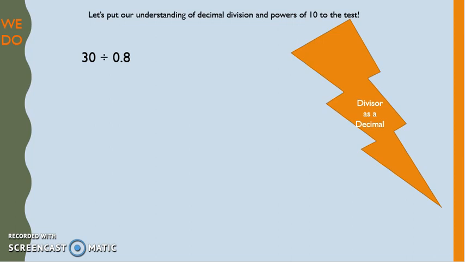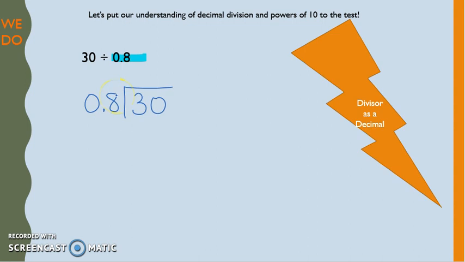Okay, now let's do one together, because we're going to put our understanding of decimal division that we've just been doing and our understanding of powers of 10 from the previous lessons to the test. This time you will notice that our divisor is a decimal. Okay, we cannot start our division when our divisor is a decimal number. So what we need to do is use our knowledge of powers of 10, and we need to make this decimal divisor a whole number.